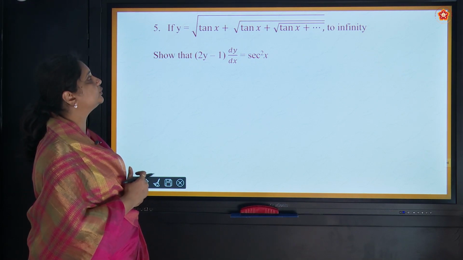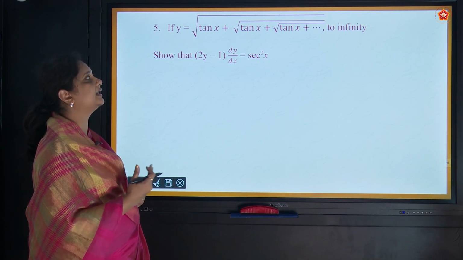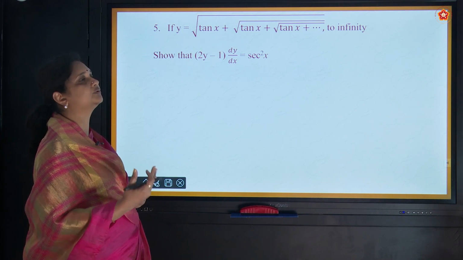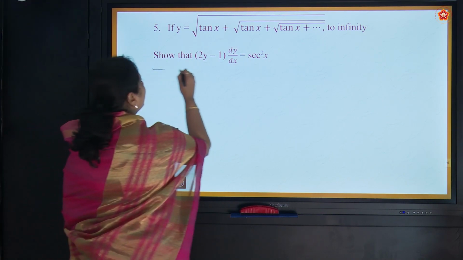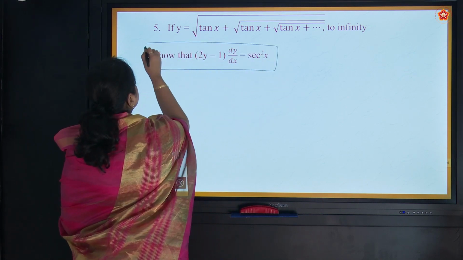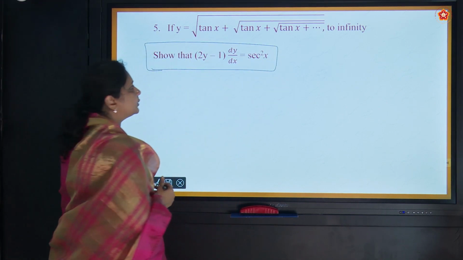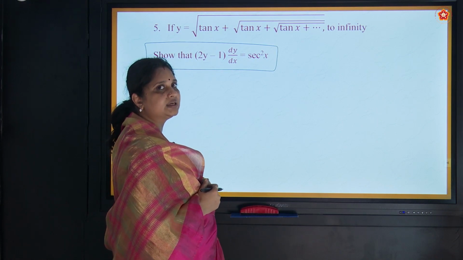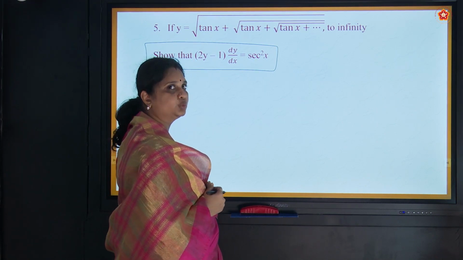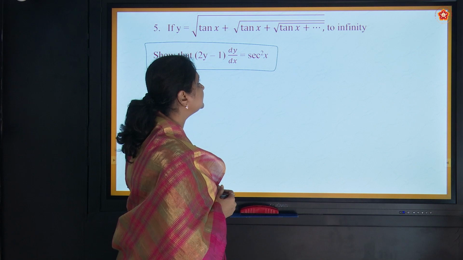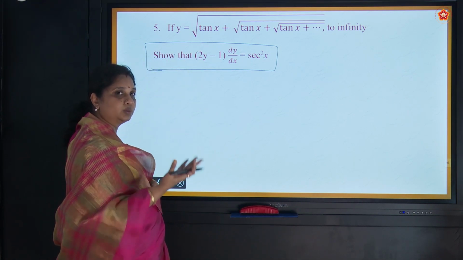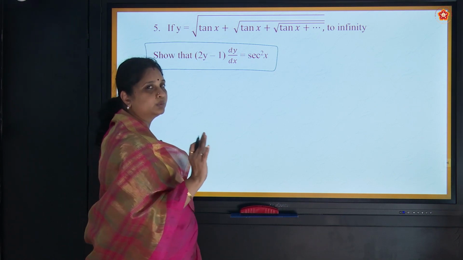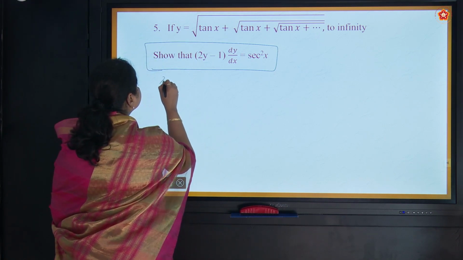It says y is equal to root of tan x plus root of tan x plus root of tan x plus etc. till infinity. Now we need to show that 2y minus 1 dy by dx is equal to secant square x. So how do we do it? We can see that on the right hand side the entire term is under root, right? So first let's square both terms and see what happens.